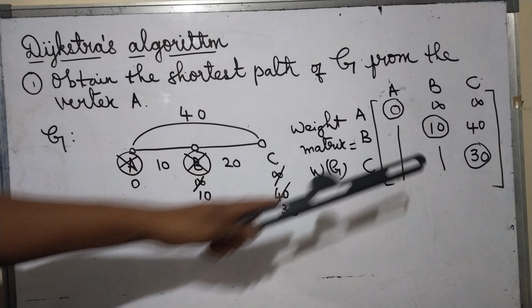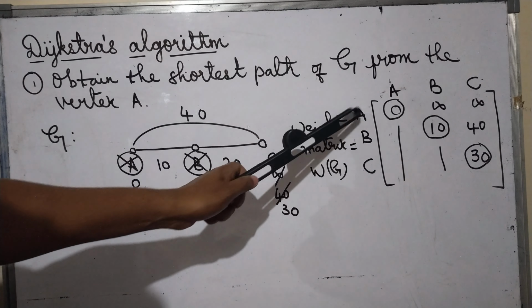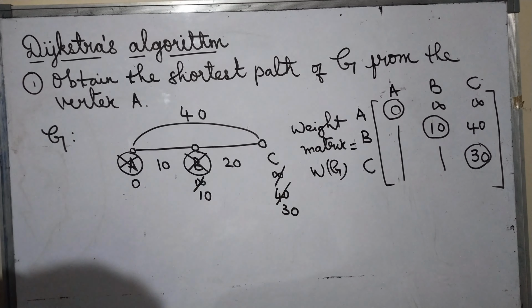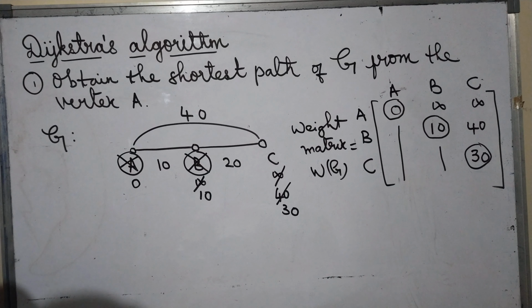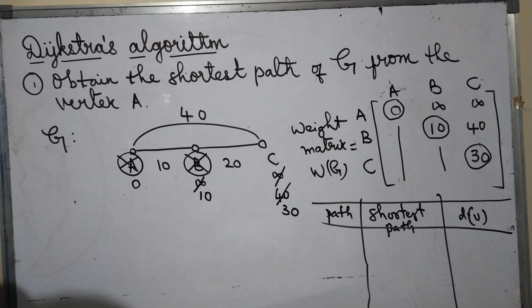Now from this weight matrix we can say that the shortest path weight required from A to A is 0. The shortest path weight required from A to C is 30, and the shortest path weight required from vertex A to vertex B is 10. Now we can write the shortest path. We know the shortest path weightage. Using that we can write the shortest path from the vertex A to other vertices. We have a source vertex A, so from A to B and A to C we have to calculate the shortest path.